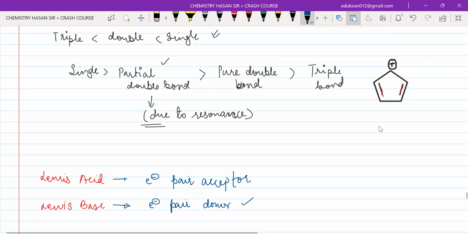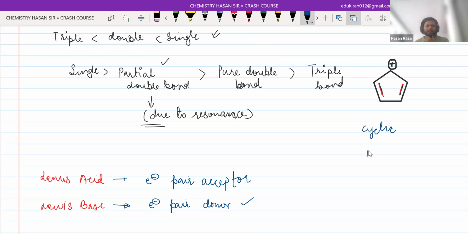Now see. First of all, check whether the compound is cyclic. You can see it is cyclic. For planarity, you need to check the hybridization. This is sp2. This is also sp2. All are sp2 hybridization. That means it is planar.